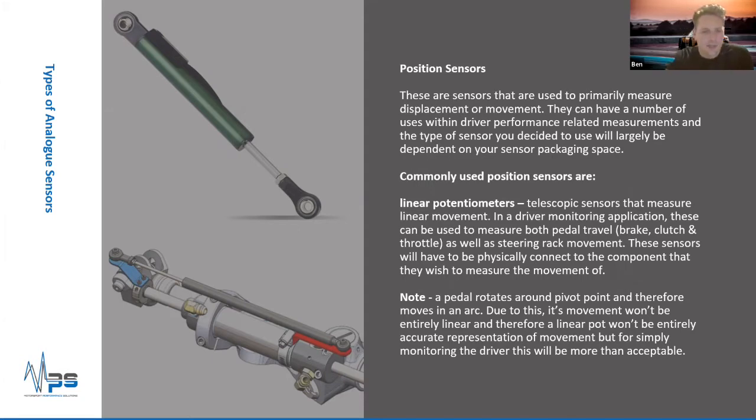Another way of using these for driver analysis is if you mount one onto your steering rack. There'll be parts of your steering rack that move linearly, and then with a simple calibration process, you can turn this linear movement into an angular change of the wheels. So they're hugely useful, they're relatively cheap, they can be quite easy to mount. So again, they're worth considering.